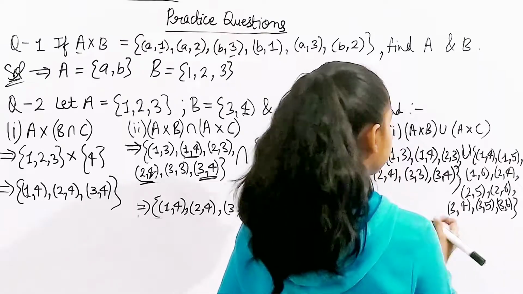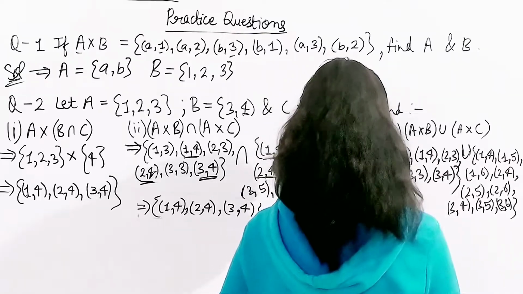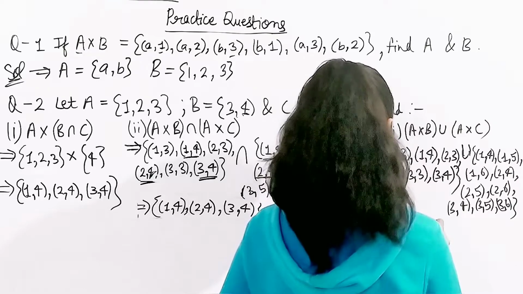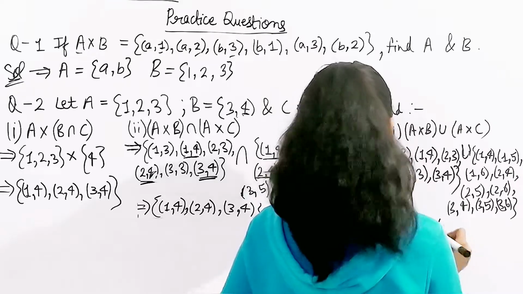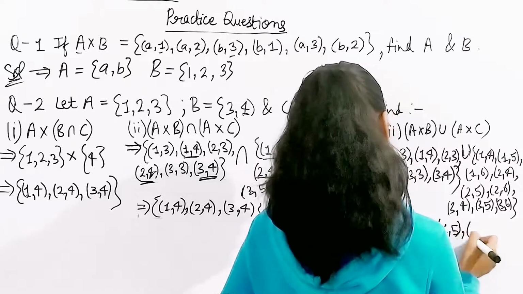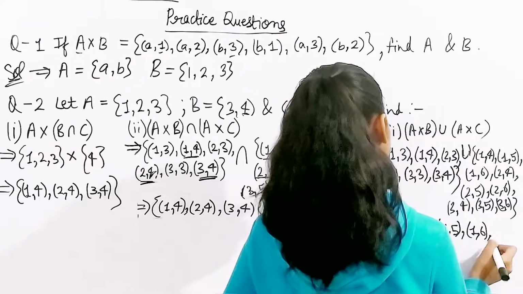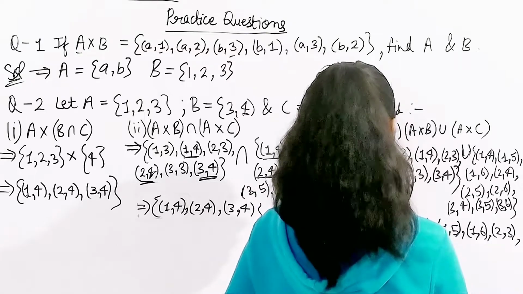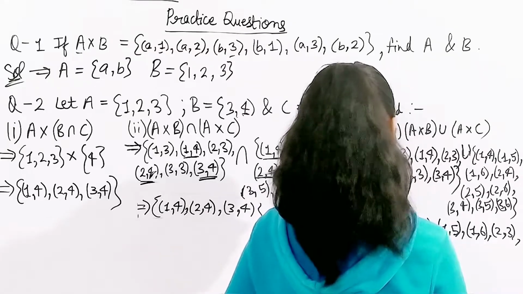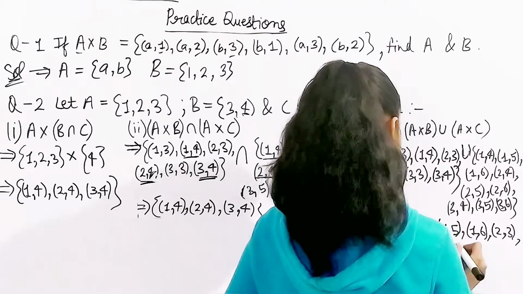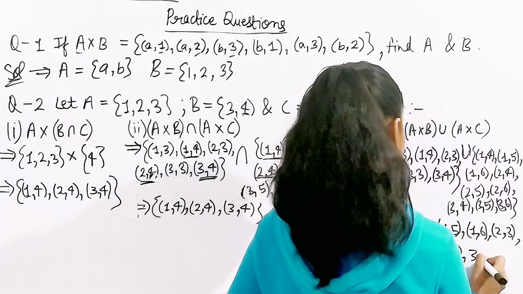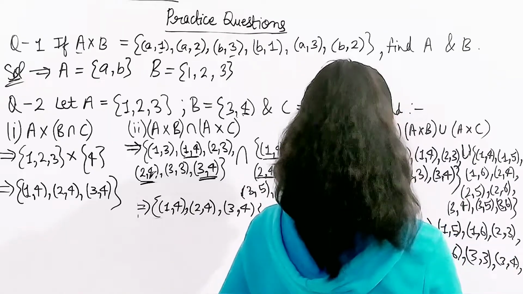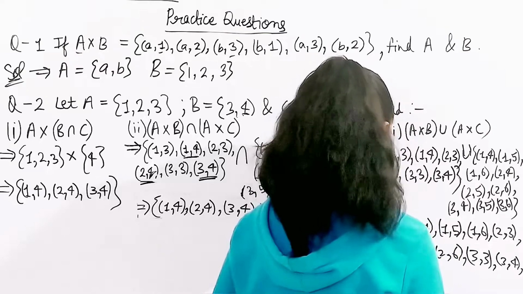So it's going to be 1, 3, 1, 4, 1, 5, 1, 6, 2, 3, 2, 4, 2, 5, 2, 6, 3, 3, 3, 4, 3, 5, and 3, 6.